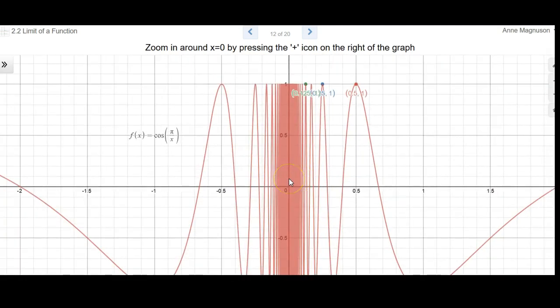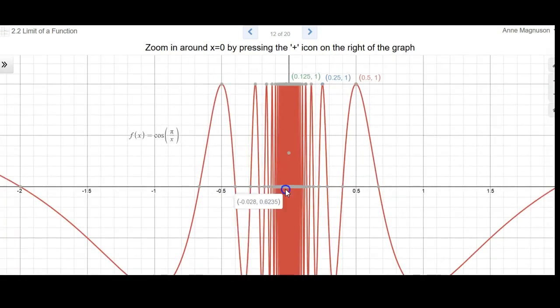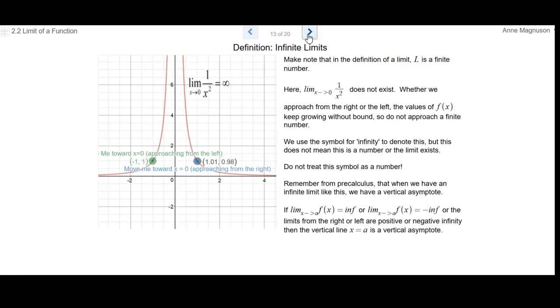So even though a table and a graph give you a good idea of the limit of a function, and in this section you're going to be asked to find limits that way, and you're going to say they're equal to that, finding them algebraically, which we'll see in the next section, is really the way to get a definitive answer.